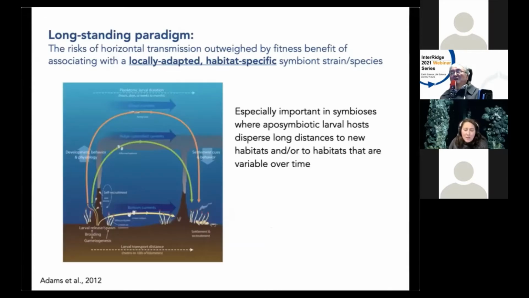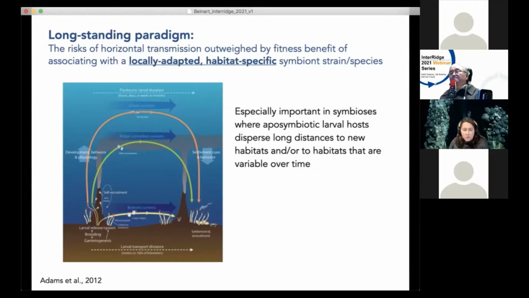And so this is especially important in symbioses where aposymbiotic larvae disperse over long distances to new habitats or to habitats that are variable over time. And so vents are a perfect example of this, where you have larvae that can disperse long distances to new vent fields, or if you do see recruitment back to the original site, that site is highly variable, even within a single site and then over time as well.